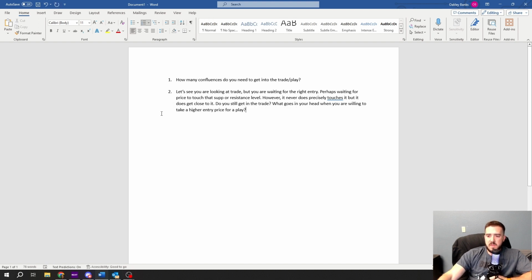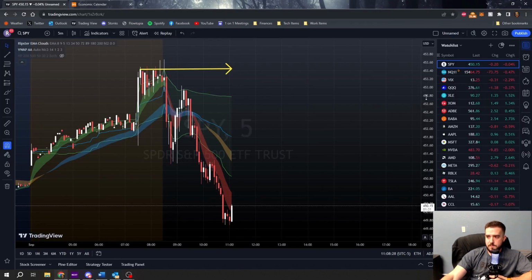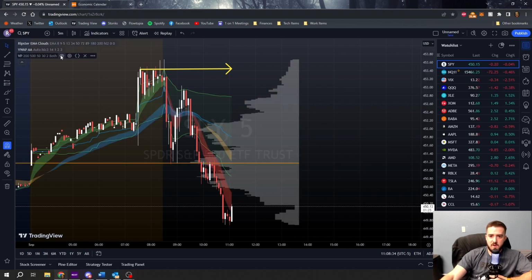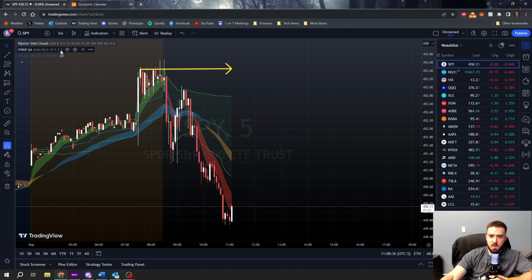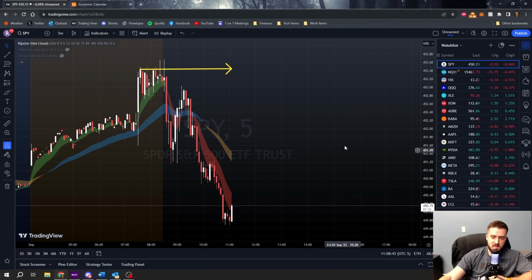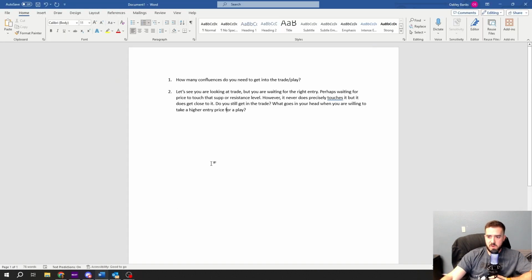Okay. And then I guess that kind of answers this one too. How many confluences do I need to get into a trade? It's a really hard thing to predict, right? Because I have VWAP here, I have EMA, that I can filter on and off, and I also have volume profile. Most of the time these two stay off. I've just been using EMA for the most part, and a couple other things that we talk about in that other video. But I really only need.